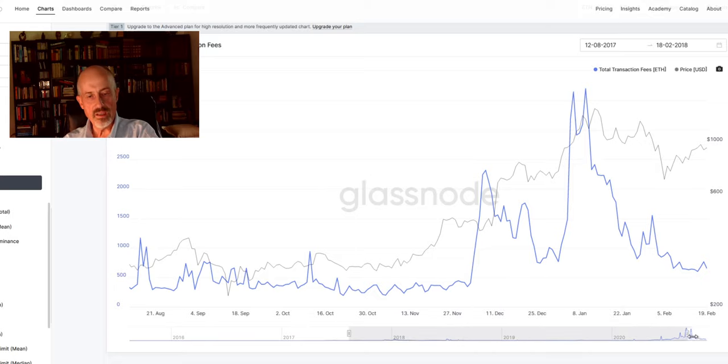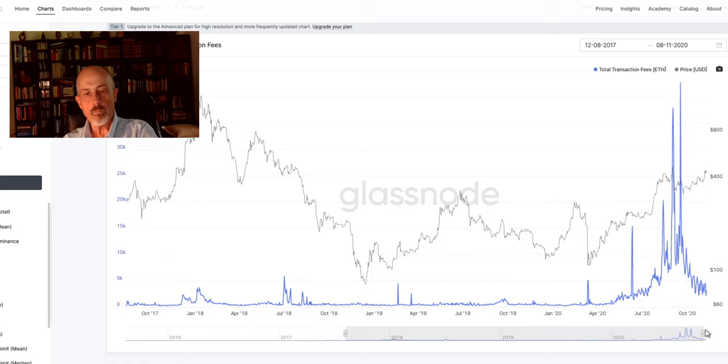If I expand this here to today, then here, this is the little blip with CryptoKitties. The fees that we had to pay because of DeFi not so long ago were significantly higher. And if you consider how many people are using the Ethereum blockchain, let's say 100,000, 200,000, it won't be much more than that.